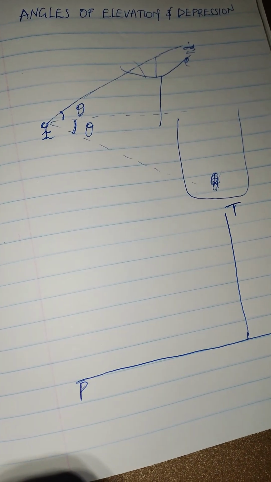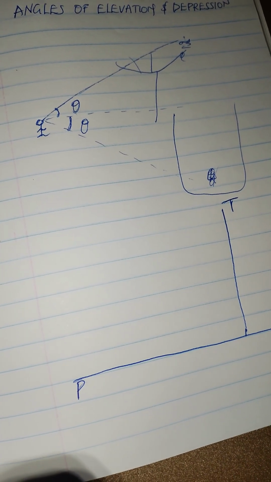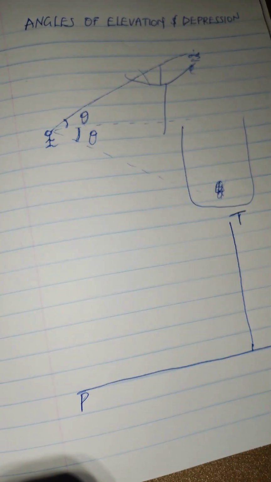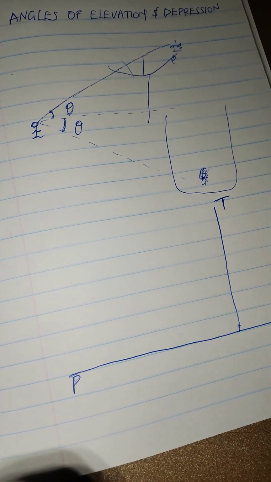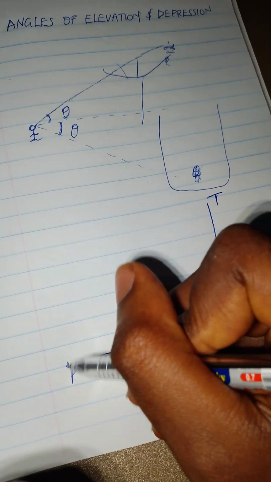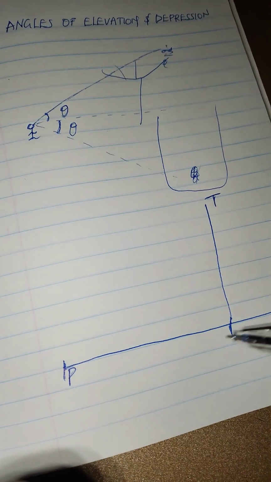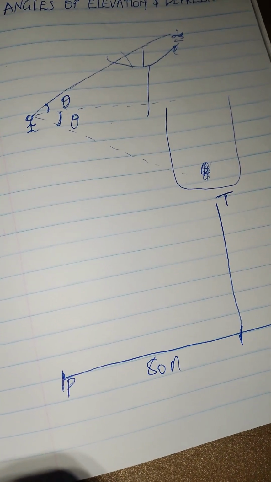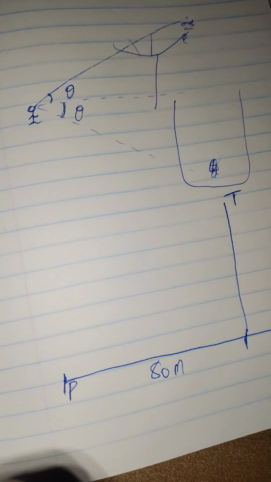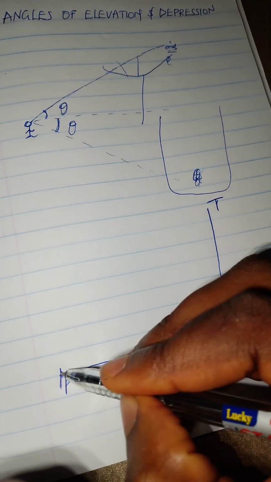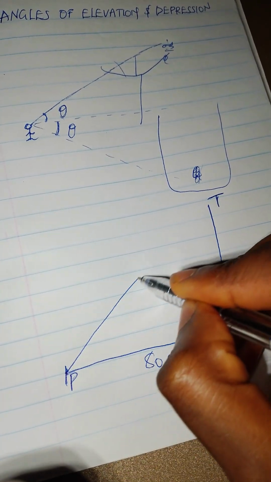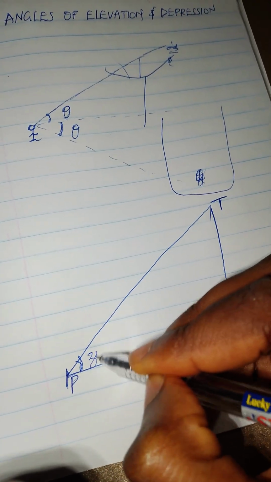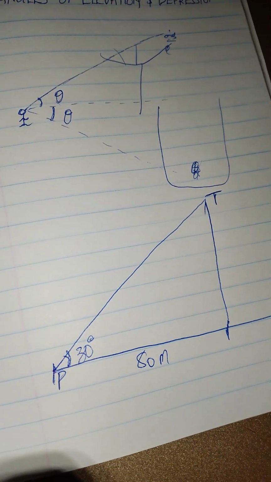angle of elevation of the top T of a vertical pole from a point P on the ground, which is 80 meters away from the foot of the pole, is 30 degrees, which means that the distance from this P here to this foot here is 80 meters. And they say that the angle of elevation is 30 degrees, which means if I should draw this, I'm having that this place is 30 degrees.